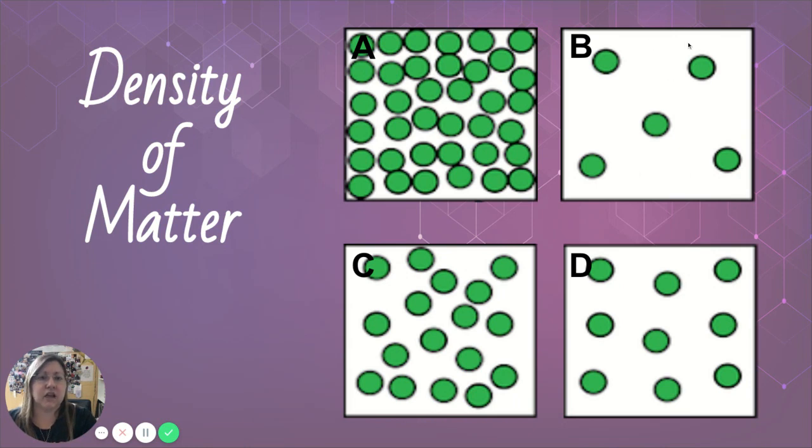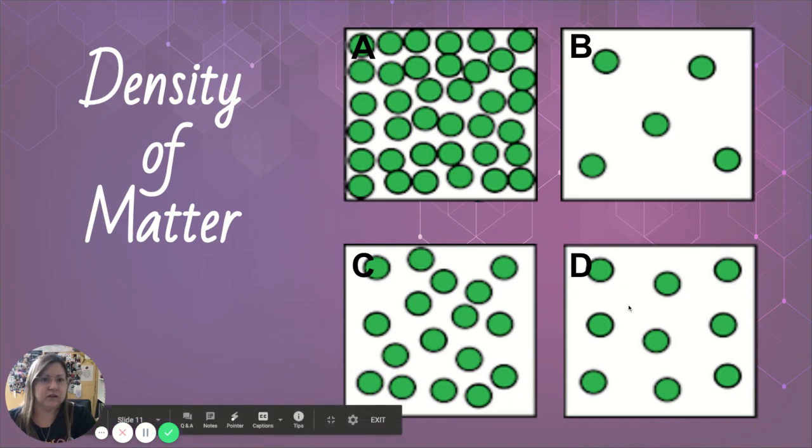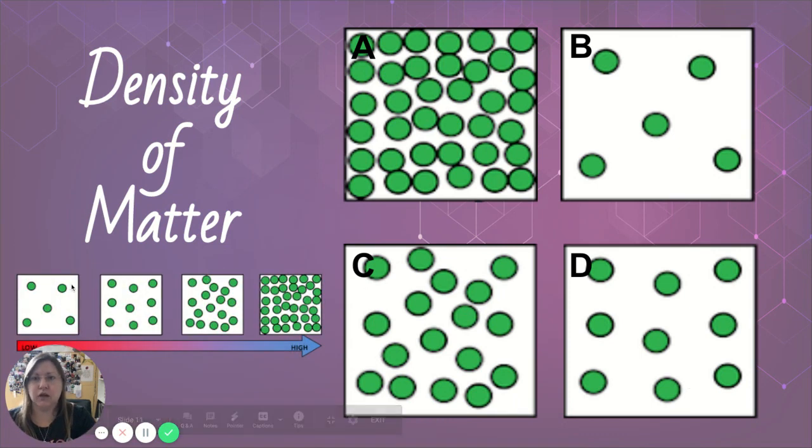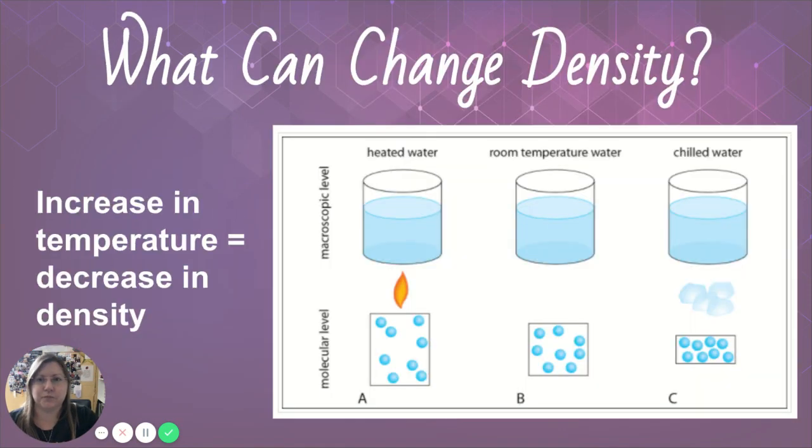So this is kind of an example of a gas. So this would be the greatest amount of density. This would be the least amount of density. This would be the second to least, and this would be the second to greatest. So just to put those in order for you, the lowest density is going to be the one that has just a couple molecules in it. The greatest density is going to have the largest amount of molecules.